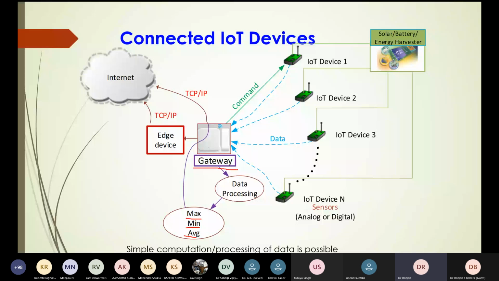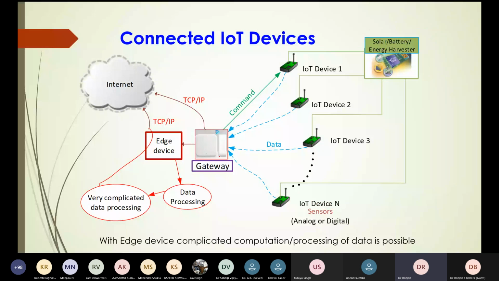So for a complicated process, what we do, if a large amount of data comes to you, you give it to this edge device, and the edge device is a little more intelligent than the gateway device. So it will process the data, and very complicated data can be processed through this edge device, and this edge device is then connected to your internet. So this is how it became so beautifully designed.